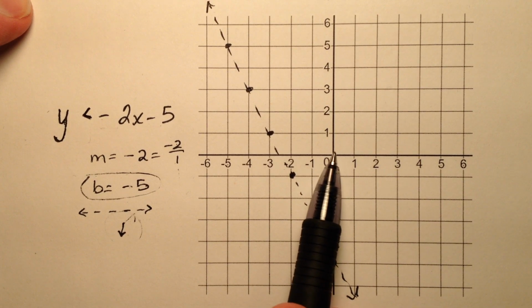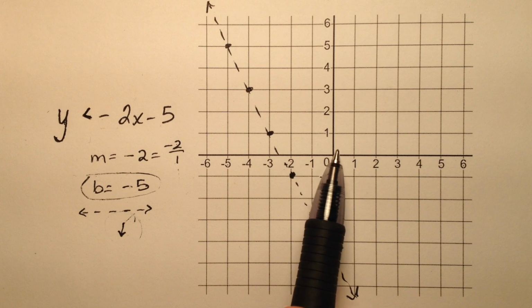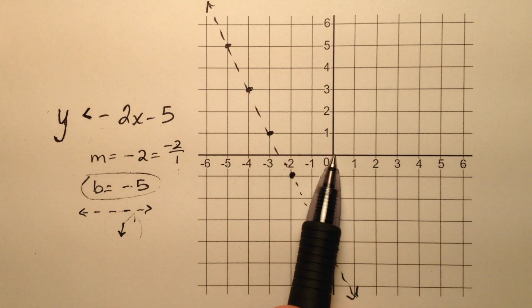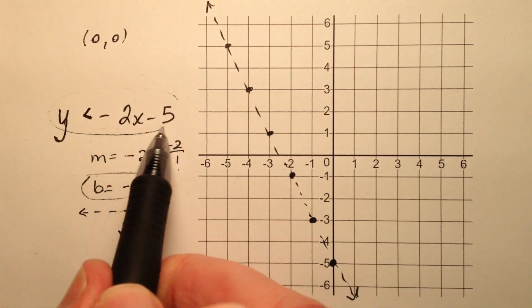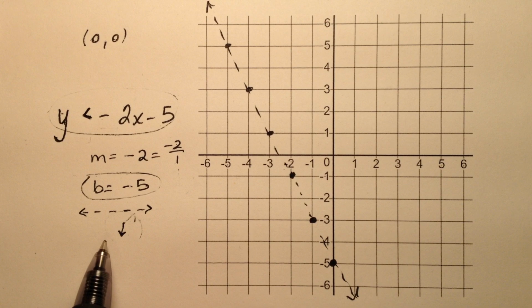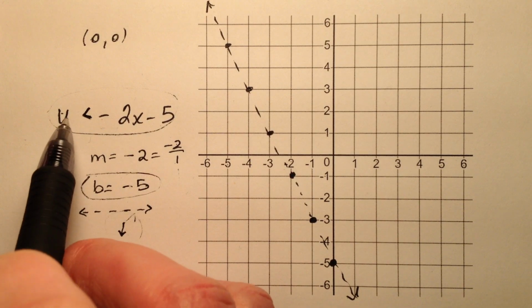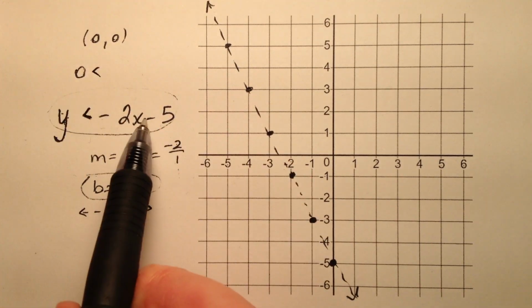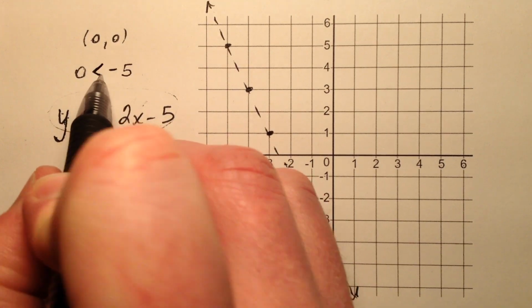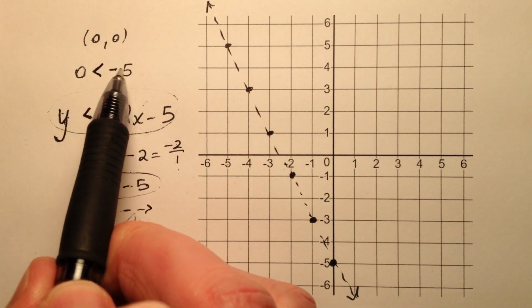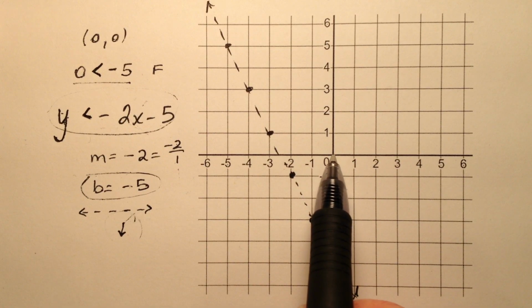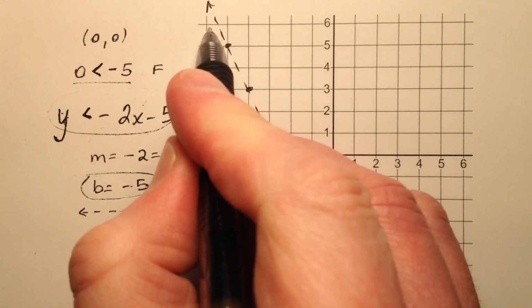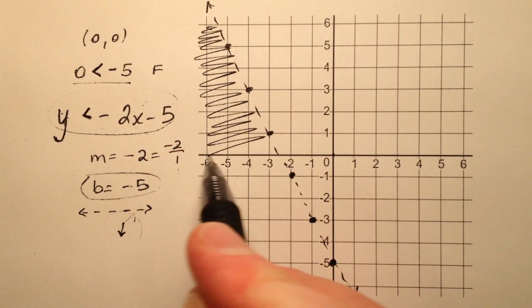0, 0 is a great test point as long as the line does not pass through 0, 0. So in this case it does not. So let's go ahead and use the test point 0, 0. We're going to plug those values for x and y, and we're going to see whether or not this is a true or false statement. So my y value is 0, and my x value is 0, which crosses this whole thing out. So negative 5. So 0 is less than negative 5. Well, that's a false statement, so I know that 0, 0 will not be shaded, so that means I'm going to shade this other side over here.